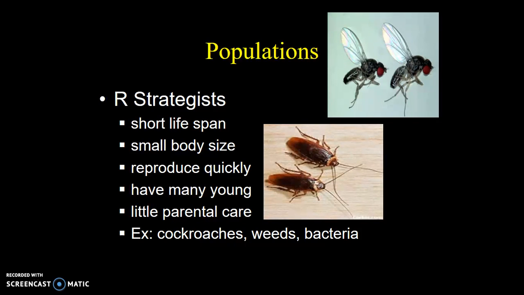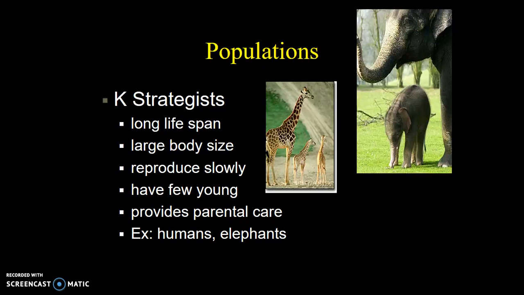So these guys, it's all about quantity, producing lots and lots and living their life quickly while producing lots and lots. So these are things that we think of as pests, weeds and bacteria and roaches and ants. Okay, they don't take care of their babies. They just produce lots of them and then move on. Okay, so this is the R strategist. Make sure you can tell the difference between the R and the K.